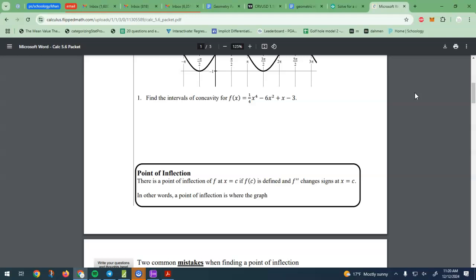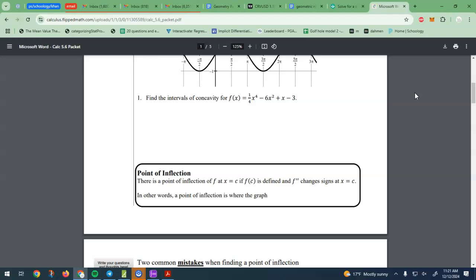Negative 2 to 2, let's say I put 0 in. 0 minus 12, which is negative. So in this part, the second derivative is less than 0, so f of x is concave down.